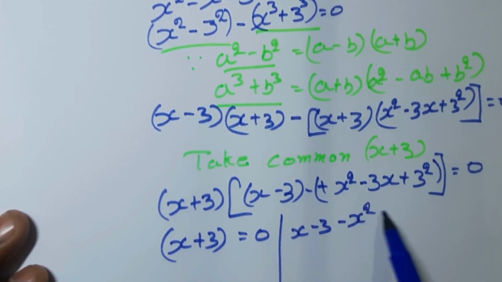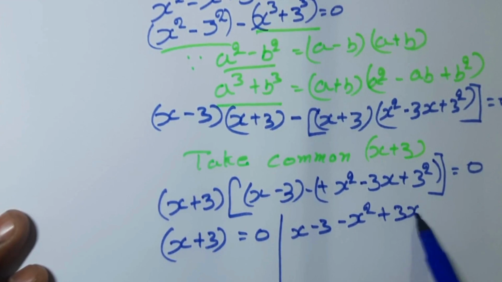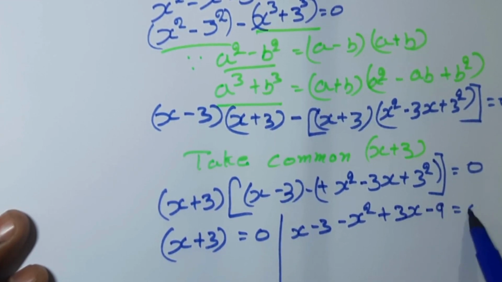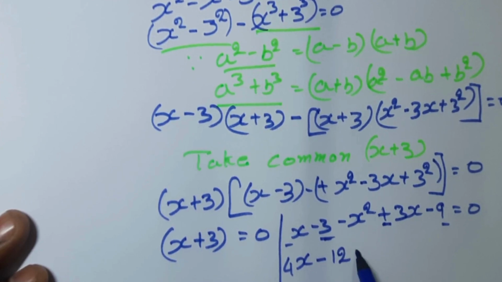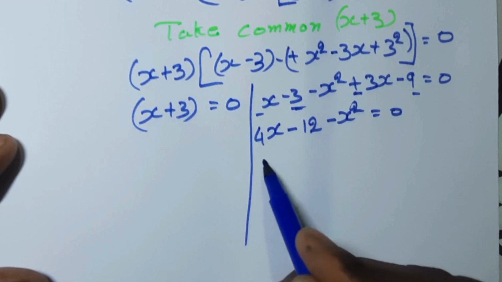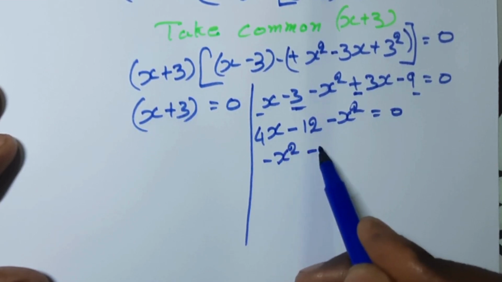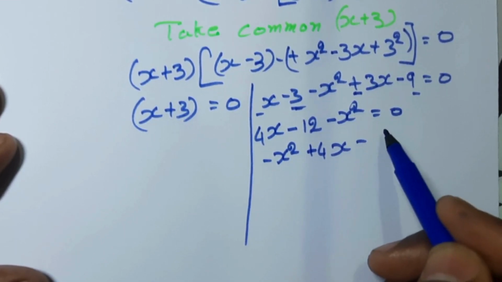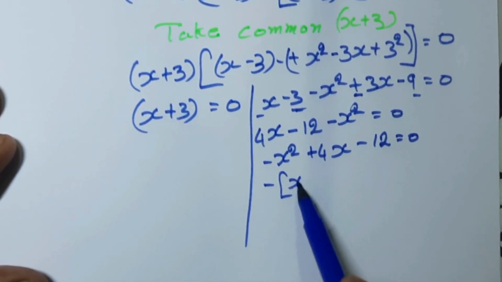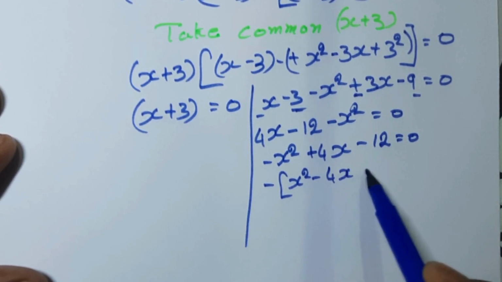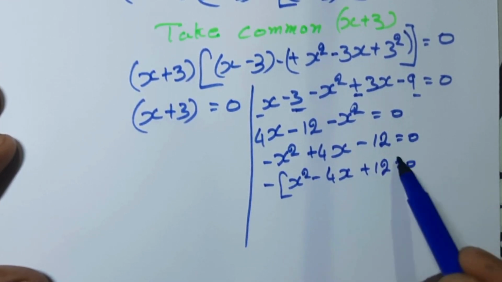minus x square plus 3x minus 9 equal to 0. This one and this one, this one and this one is 4x, and this one and this one is minus 12 and minus x square equal to 0. Minus x square plus 4x minus 12 equal to 0. Minus, take out x square minus 4x plus 12 equal to 0.